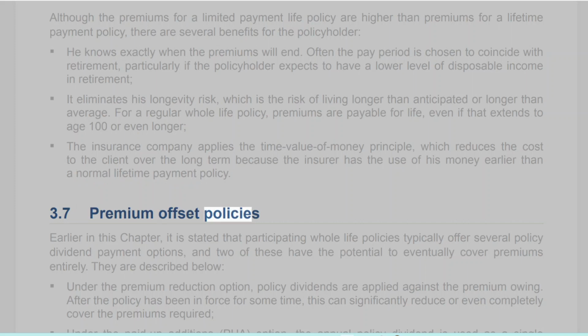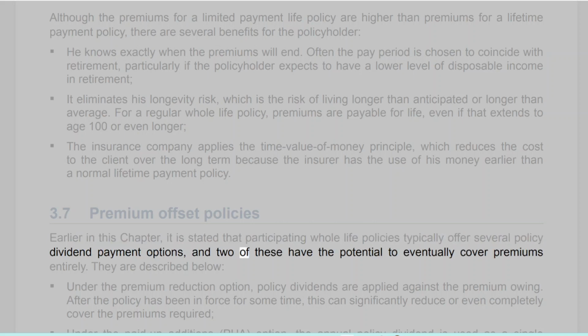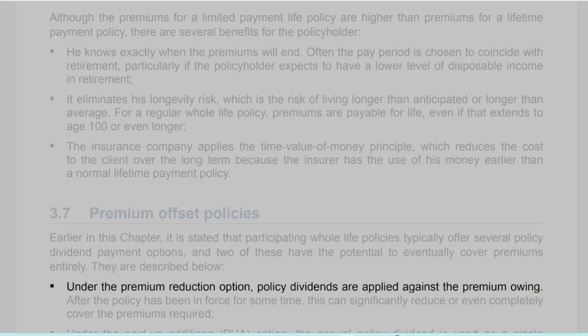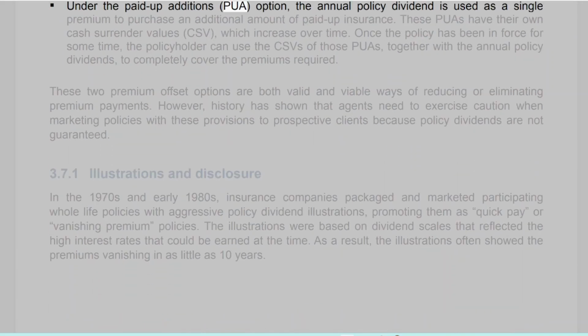3.7 Premium Offset Policies. Earlier in this chapter, it is stated that participating whole life policies typically offer several policy dividend payment options, and 2 of these have the potential to eventually cover premiums entirely. They are described below. Under the premium reduction option, policy dividends are applied against the premium owing. After the policy has been in force for some time, this can significantly reduce or even completely cover the premiums required.